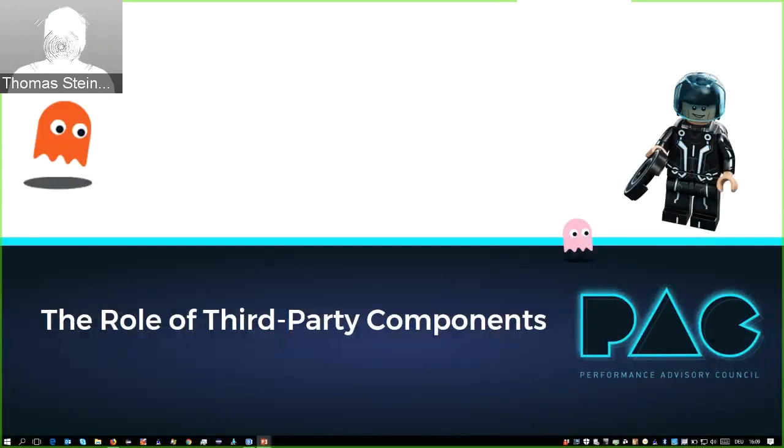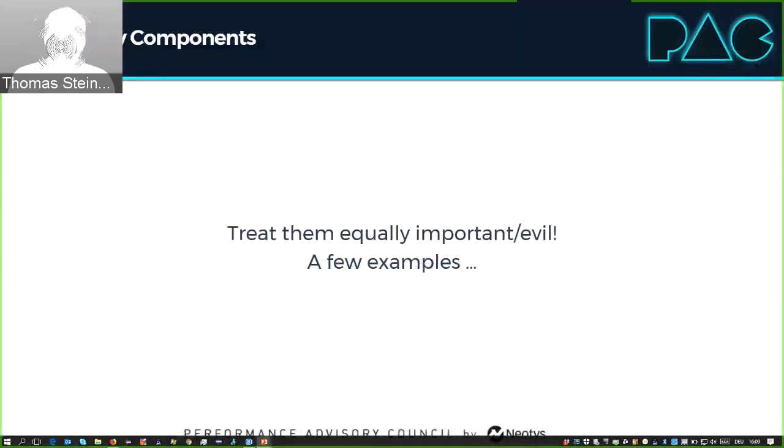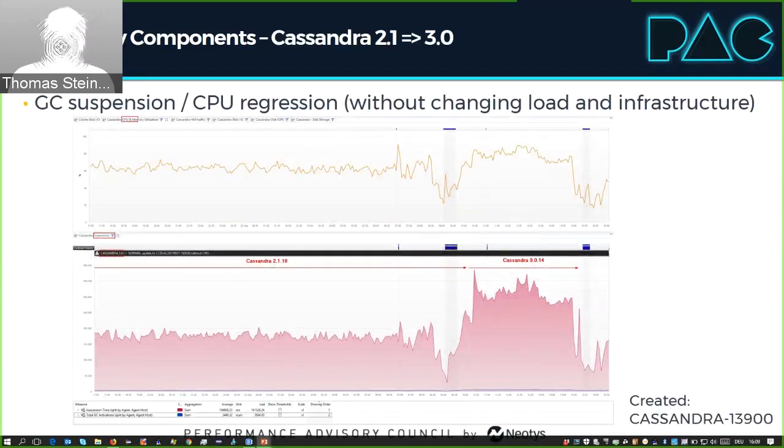All right, so to sum up a bit, that's all about our own code, right? But we also use third-party components, and I do not want to bash at that product or something like that, but I really would like to highlight them as equally important or even evil. So a few examples here, if you don't mind. For instance, at large scale with Cassandra, we are very happy with Cassandra being extremely robust for us and so on, but still we need to be careful when switching versions, for instance.